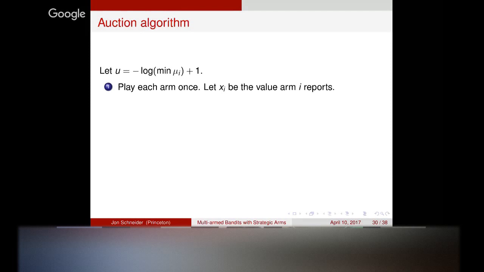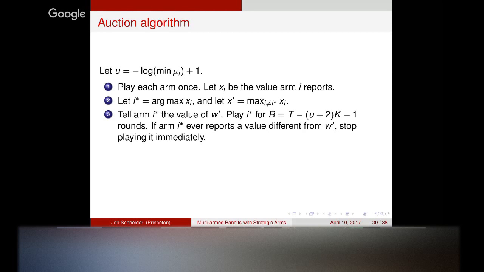So more formally, I'll write it out so you can see exactly what it looks like. There's this constant u, which is just a lower bound on the minimum log of the ui's. You start by playing every arm once, assume all the arms are strategic, and let xi be the value that arm i reports. Then you compute the second largest. I star is the arm with the largest xi, the largest reported value. And they actually give you the money, so the largest amount they gave you. And x prime is the second highest mean, or second highest reported value.